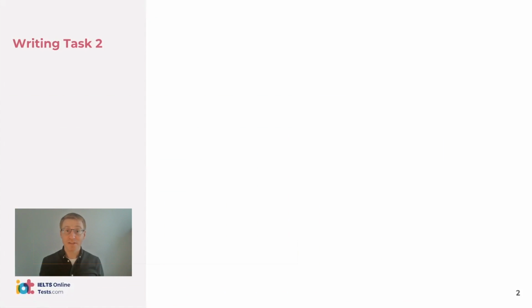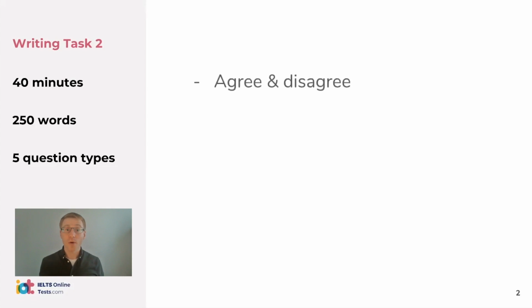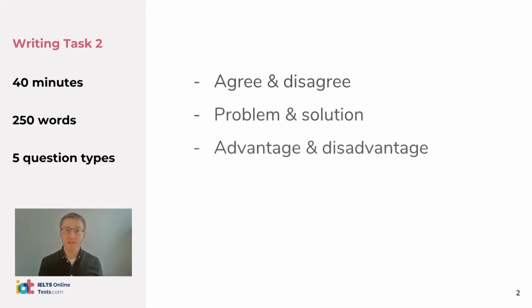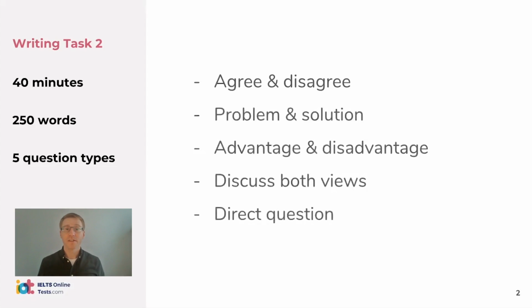In Writing Task 2, you have 40 minutes to write a 250-word essay. There are 5 common question types. You might be given a statement and have to say whether you agree or disagree with it, suggest solutions to a problem, or outline the advantages and disadvantages of a proposal. Alternatively, you might need to discuss 2 points of view, or answer a direct question.